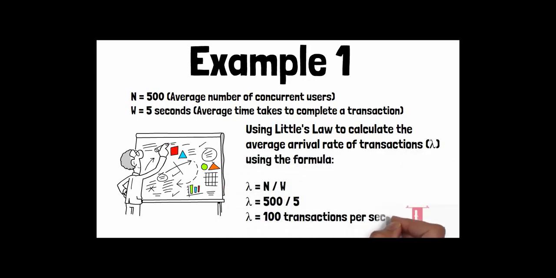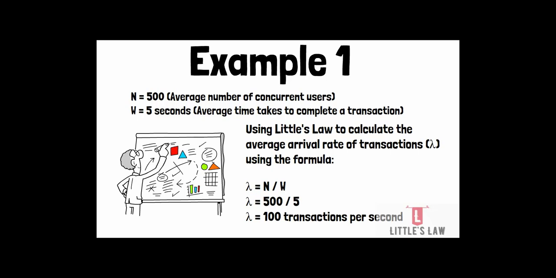In the first example, we have the following data for a web application. The average number of concurrent users on the site is 500, so here N is 500, and the average time it takes to complete a transaction on the site is 5 seconds. Now we will use Little's law to calculate the average arrival rate of transactions using the formula.